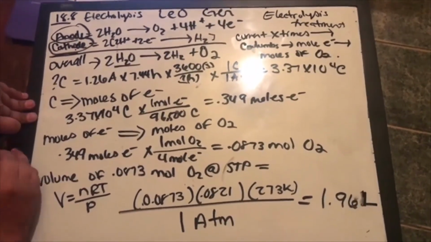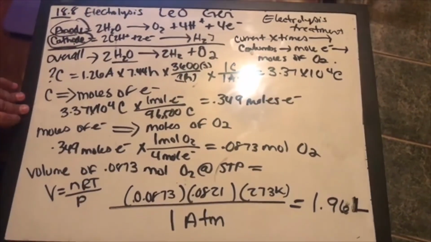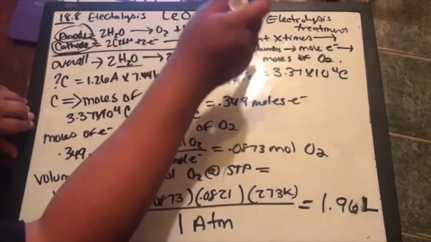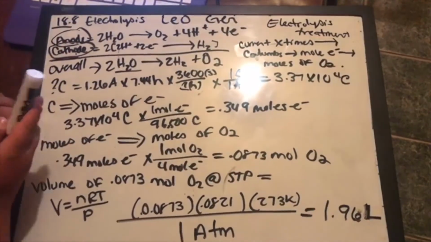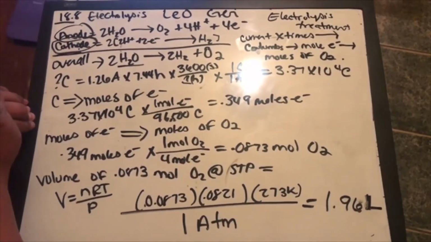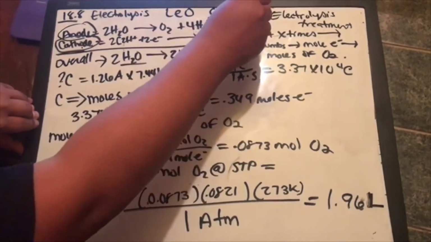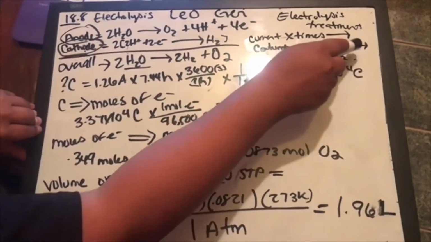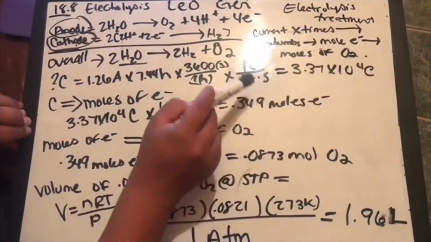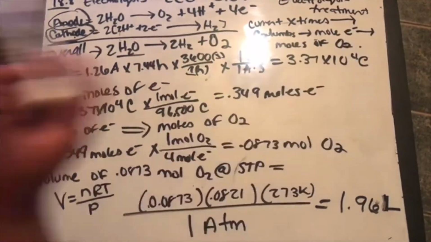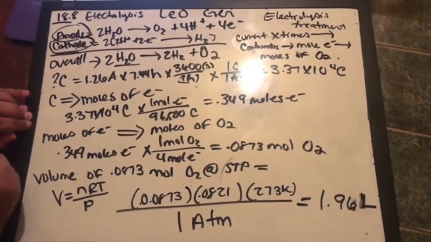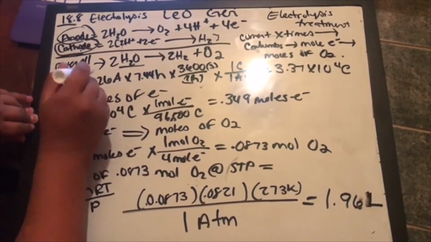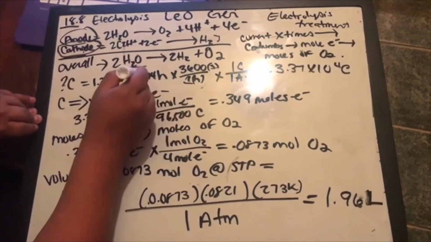So the next step is setting the numbers for the electrolysis treatment. As we saw in the book and in the example, we know that we go from the current and the time to the coulombs, then from the coulombs to the moles of electrons, and then from the moles of electrons to the moles of oxygen. Here the example provided us that the current is 1.26 A, and the time is 7.44 hours.